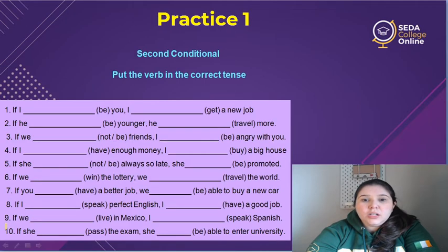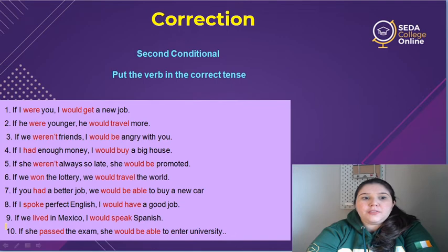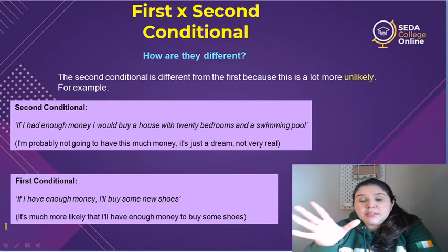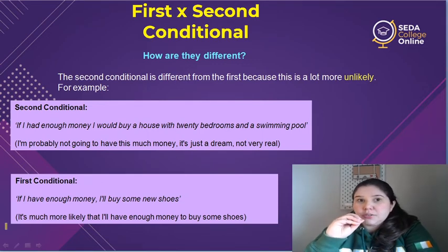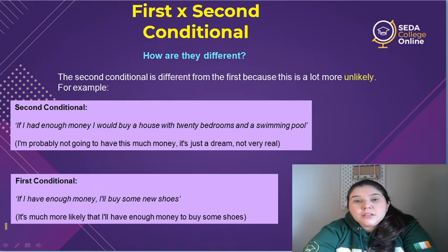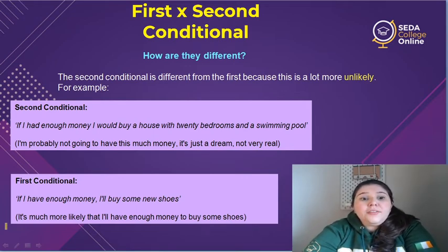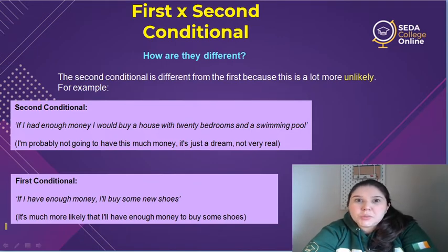Yeah? So all of the sentences are starting with the if clause and then would plus infinitive in the main clause. Now let's compare the two of them, the first and the second conditional. How are they different? The second conditional is different from the first because it's a lot more unlikely. So when we use the second conditional, we are almost sure that this is not going to happen in the future. For example, if I had enough money, I would buy a house with 20 bedrooms and a swimming pool.